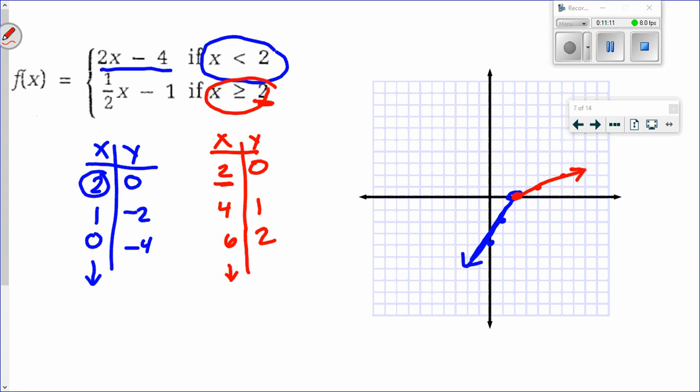So talk to each other, try the piecewise function worksheet, and when I come back next class, we'll talk about how you did.